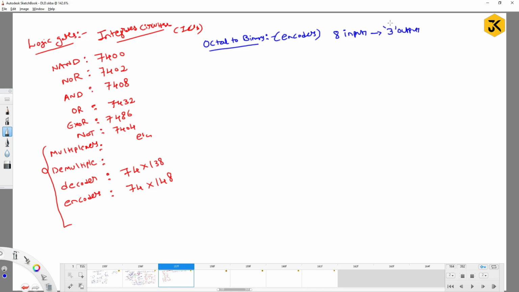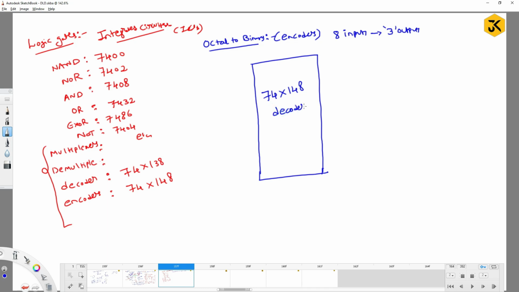The same thing we can do by simply taking an 8x3 encoder. The IC name is 74X148, which is an 8x3 encoder. Sorry, I keep saying decoder; it should be encoder. So here, how many inputs are there? 8 inputs.